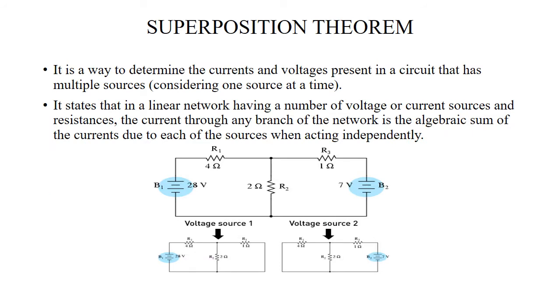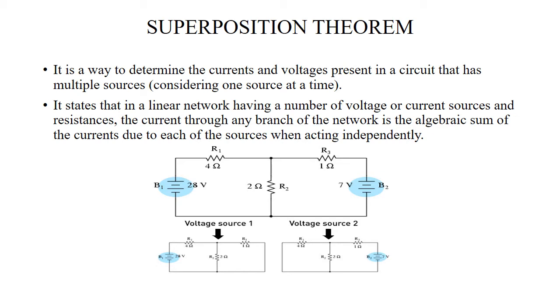Superposition theorem. In a linear bilateral network containing more than one source, the current through any branch is the algebraic sum of currents which would flow in the branch by considering one source at a time while the other sources are reduced to 0. Here I1 is equal to I1 dash plus I1 double dash. I2 is equal to I2 dash plus I2 double dash. Likewise, we have to state the superposition theorem.